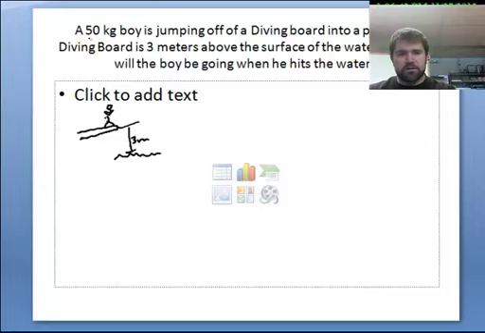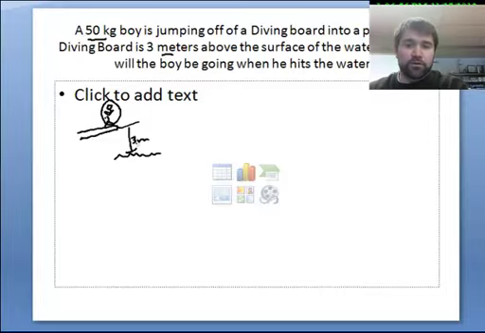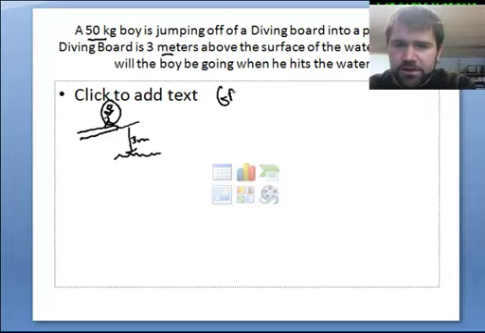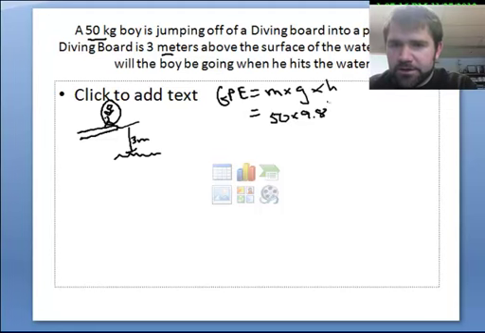And immediately I can recognize that they gave me a mass and a height. They gave me enough information to calculate his gravitational potential energy up here. I know that when he hits the surface of the water, all of that gravitational potential energy will have been converted to kinetic energy, and I'll be able to calculate his speed. So I've got to start by calculating total gravitational potential energy when he's standing on the diving board. Gravitational potential energy equals mass times gravity times height. So gravitational potential energy equals 50 kilograms times 9.8 meters per second squared times 3 meters.